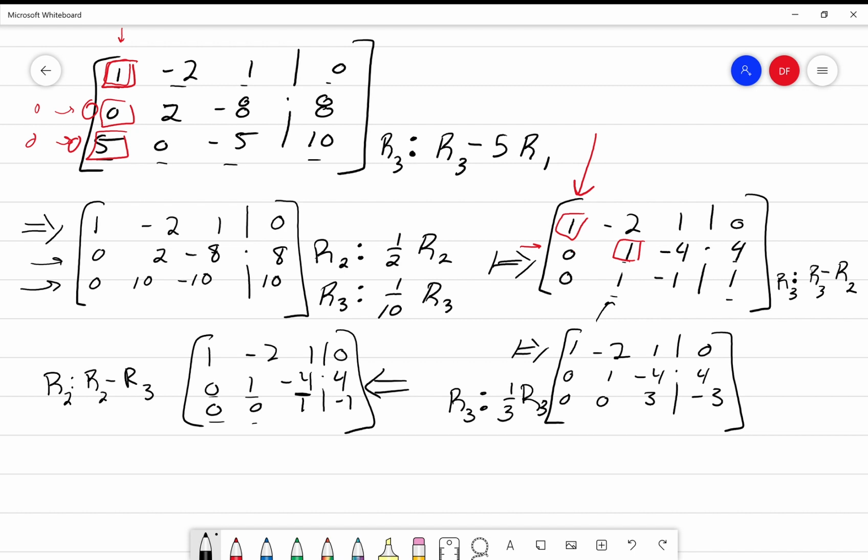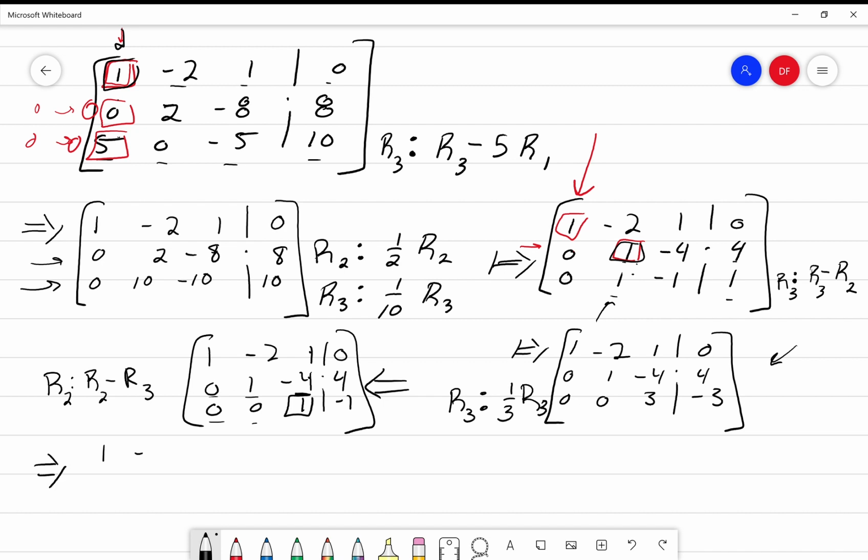It's important that you follow the steps that I followed, where you choose this and then you make these 0, and then you choose this and then you make the one below it a 0, and then you choose the 1 and then you make the ones above it a 0. It's important that you do that because it will give you the specific structure for the matrix that will give you the solution. For example, let's follow through here.